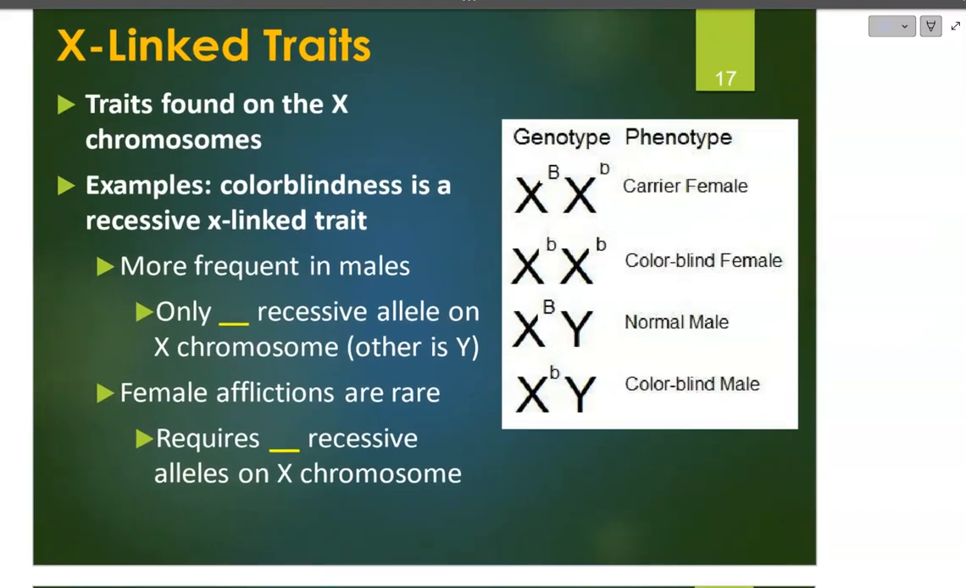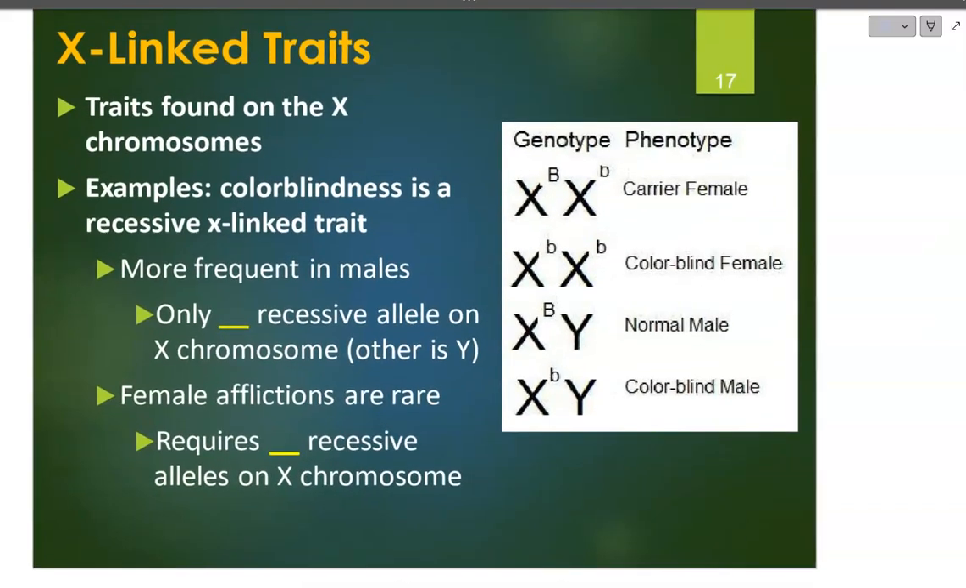So let's talk about color blindness. Let me just fix this. This is a lowercase b. Okay, so color blindness is found on the X chromosome, so we could call it X-linked. And most importantly, it is a recessive trait.